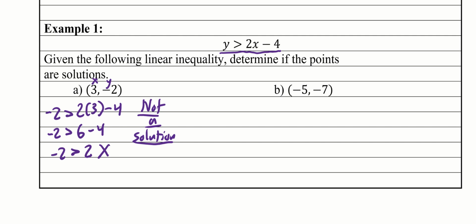I can also test another coordinate point, say -5, -7. Same thing: I take -7 and plug it in for y, and -5 and plug it in for x, and simplify to see if it gives a true statement. So -7 is greater than or equal to 2 times -5, which is -10, minus 4. Then -10 minus 4 gives -14. At the end, it says -7 is greater than -14. That is a true statement.